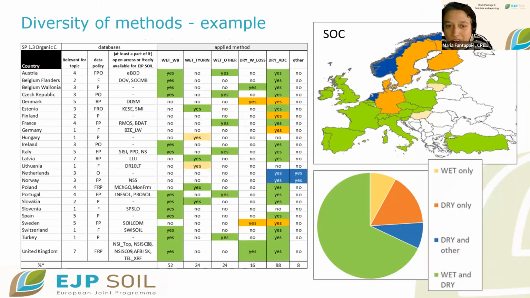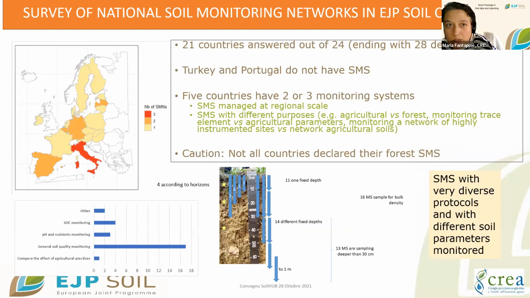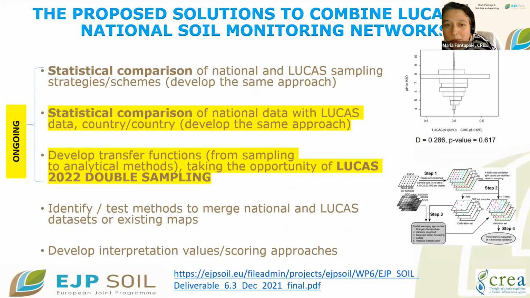And then I will go very fast on this. There are problems of different analytical methods adopted in countries in the monitoring systems. There are also problems of different approaches in these monitoring systems when you go in the field and sample. And now a very important activity is ongoing on LUCAS double sampling, where we are going to produce, by the end of this project, hopefully, if we have all the data available in time, transfer functions for the analytical methods. We have also done, or it is currently ongoing, a statistical comparison of the current situation using national or European data sets.